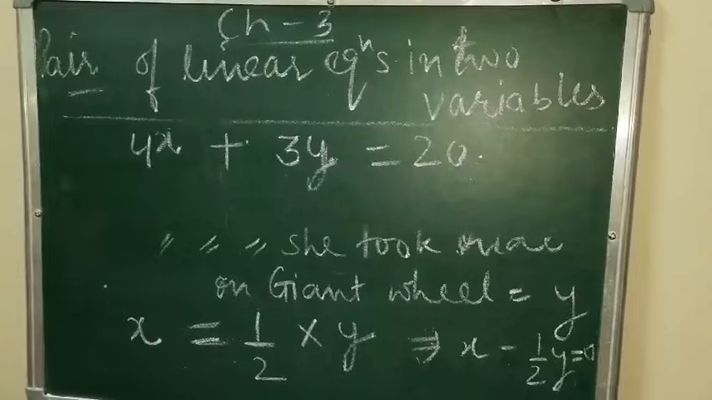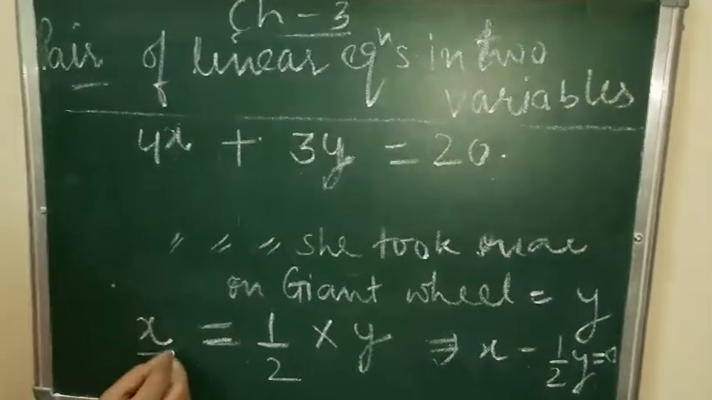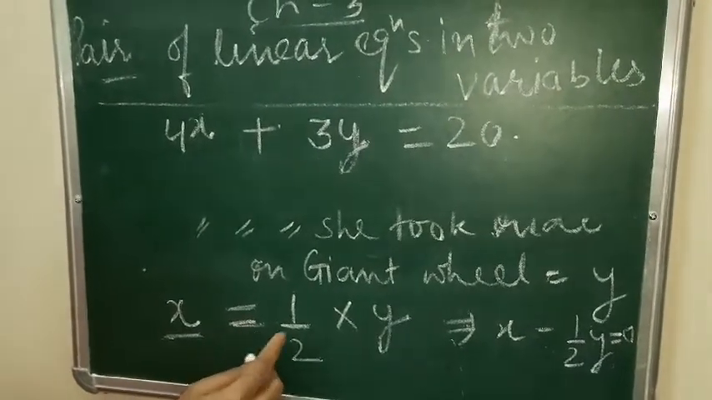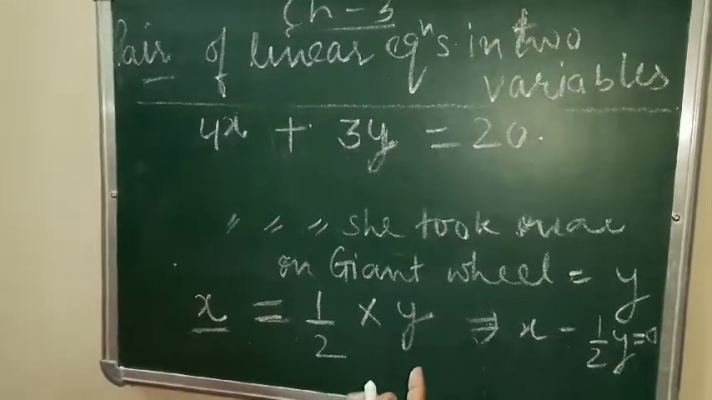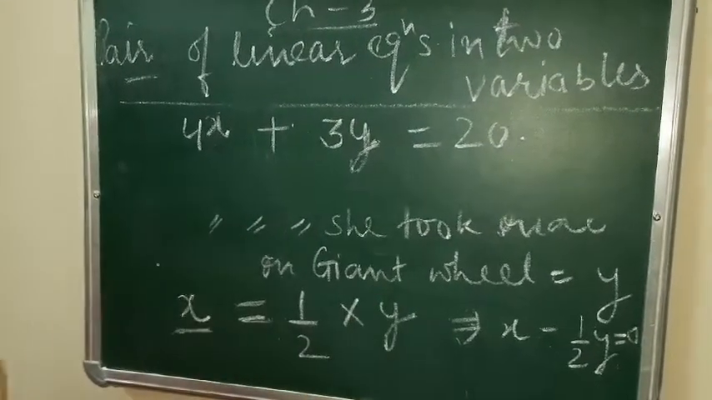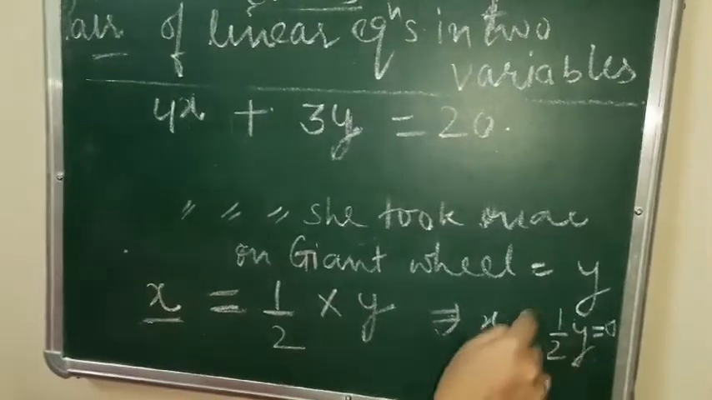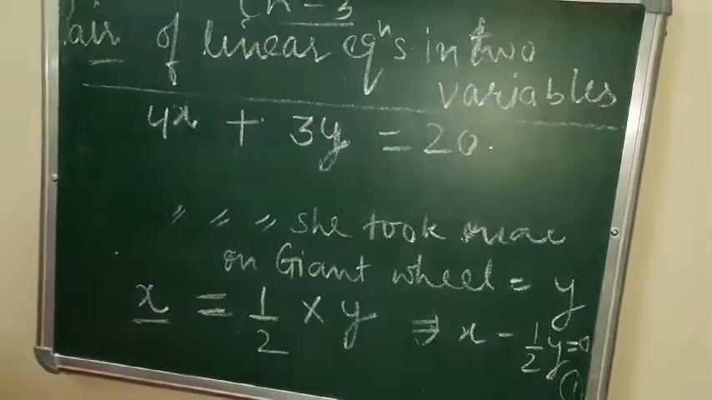Now it is given in the question, the number of times she played hoopla. So number of times means X. She played hoopla is means equal to. Half means 1/2. The number of times she took a ride on the giant wheel, so that is Y. So we have framed the equation X equal to half Y. We have brought this half Y to this side. So X minus half Y equal to 0. This is your first equation.